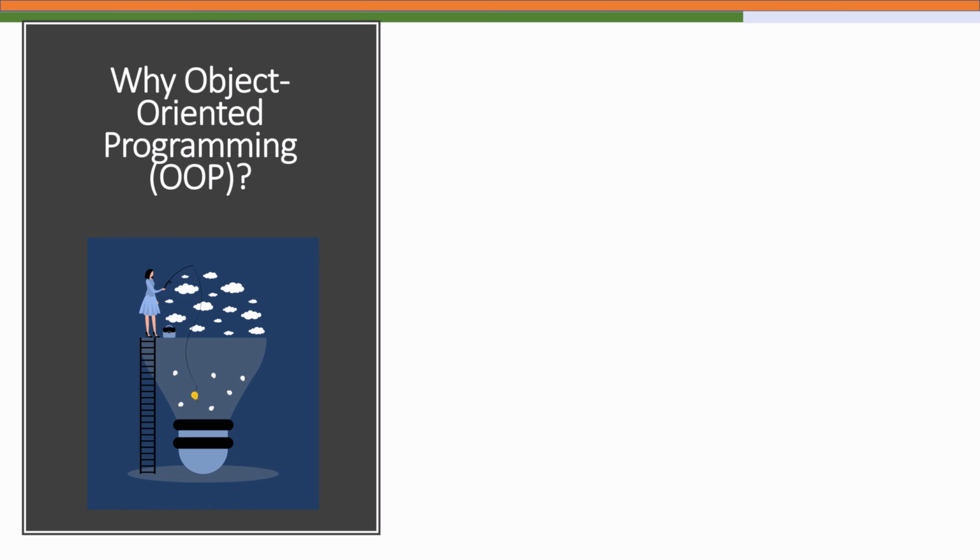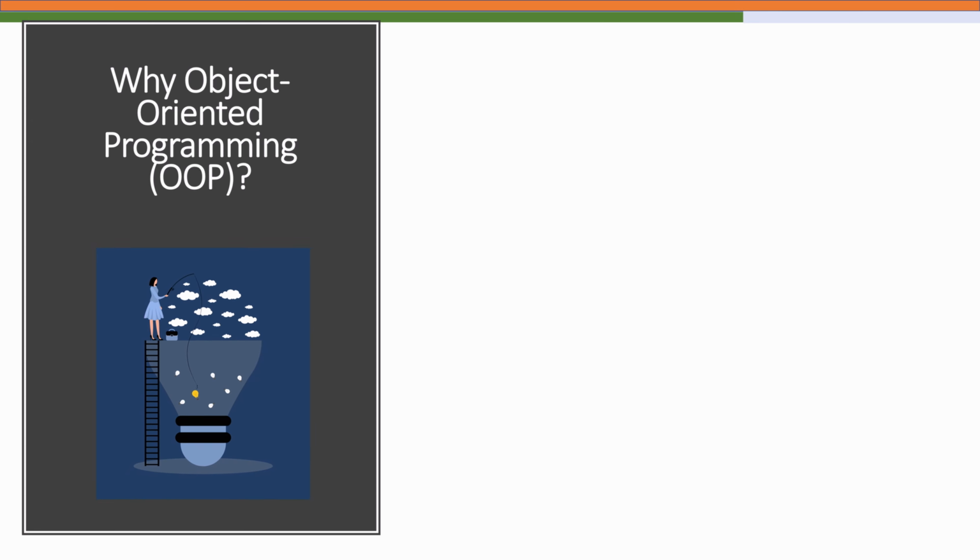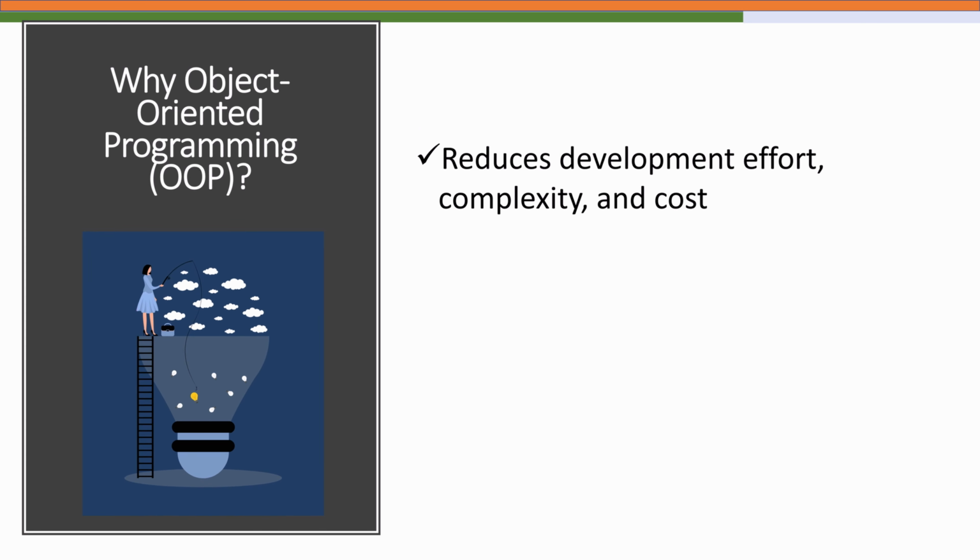Now that we have seen the drawbacks of procedural programming, let's look at why object-oriented programming becomes so important. So OOP wasn't just a new style, it was a response to a very real software development problems, growing complexity, long development cycles, and maybe fragile system. So it reduces effort and complexity, number one.